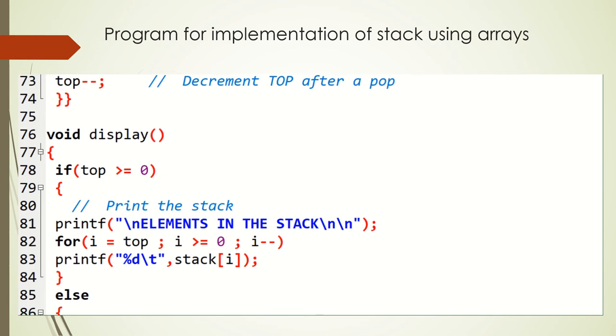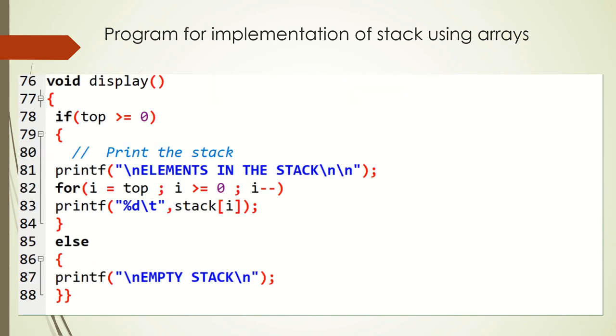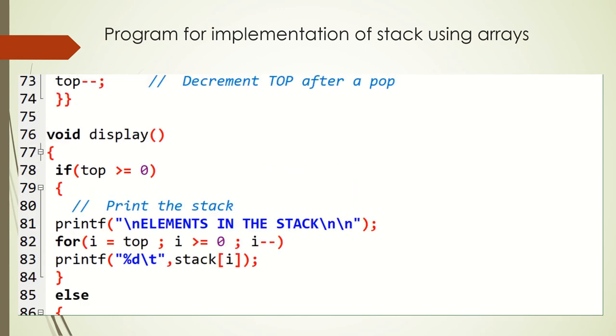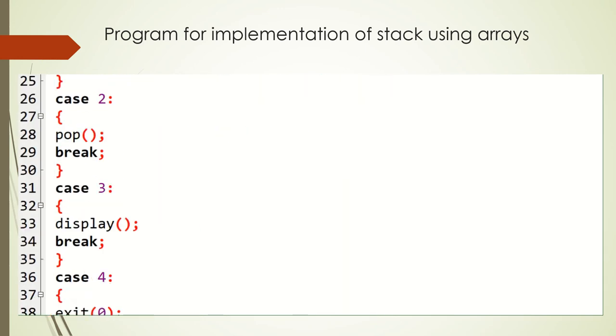I greater than or equal to 0 means at least one element should be present in the stack. I minus minus decreases the index value of the stack. Printf percentile d, the stack of I. At last, the elements are displayed here. If top greater than or equal to 0 is false, then it jumps to the else statement and prints empty stack, meaning there are no elements in the stack, so we can't traverse it. This is about the display operation. This is the program for a stack using display, pop and push operations.